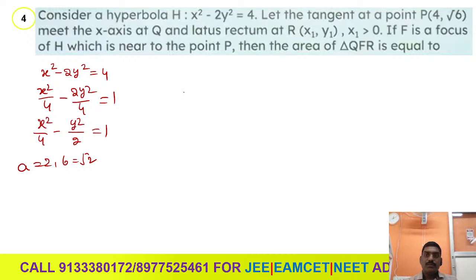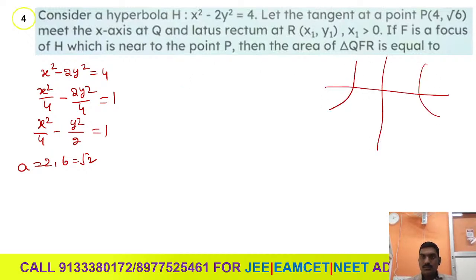Let the tangent at a point P of H. Okay, let us see diagrammatically. Suppose the point P is here. What is P? 4 comma root 6. At this point we are drawing the tangent. It meets the x-axis at Q, and the latus rectum at R.